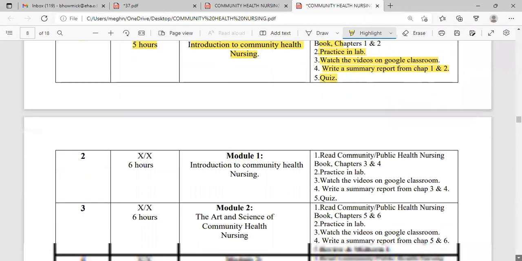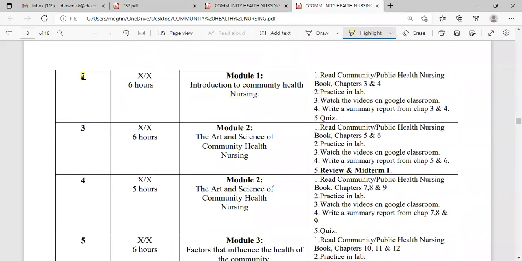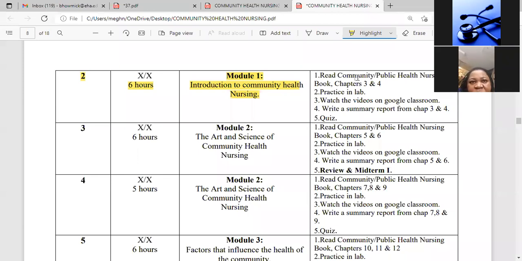And week 2, basically 6 hours. Module 1, introduction to community health nursing. Same book, I said. Same book here, so it is good to read all the chapters. Each chapter includes opportunities for you to test your knowledge and to practice applying that knowledge and advice here.